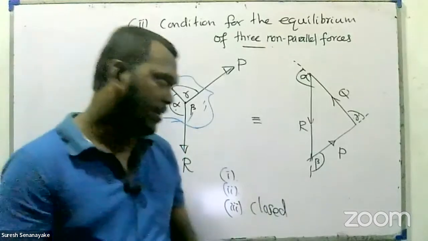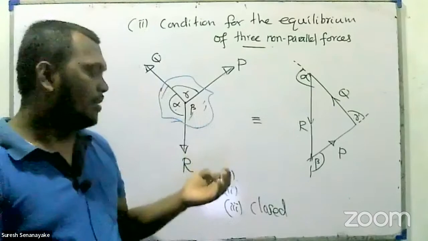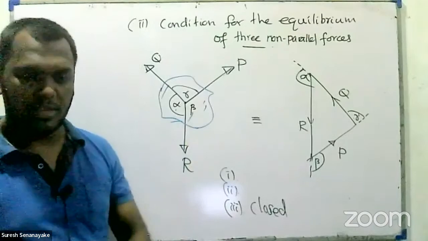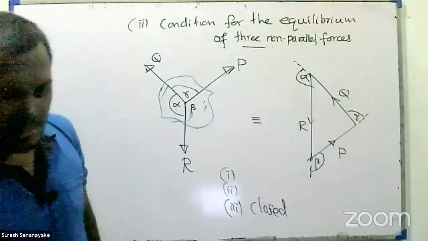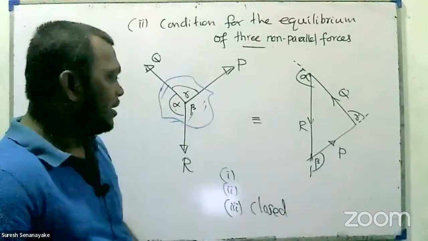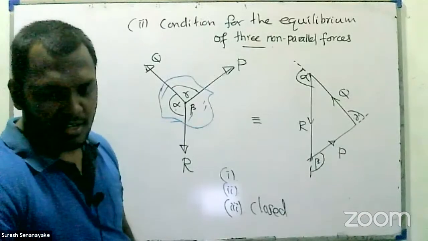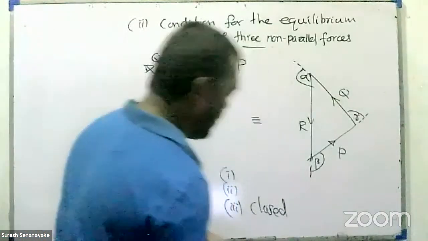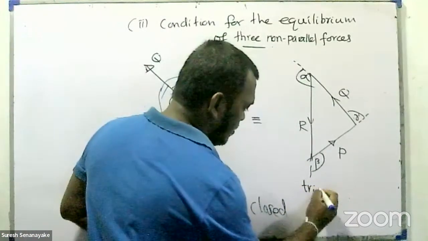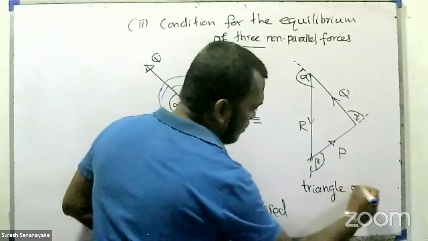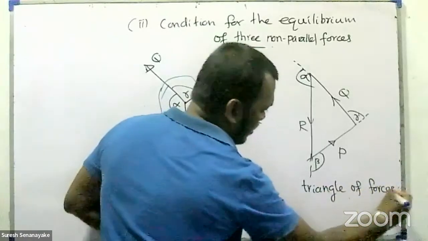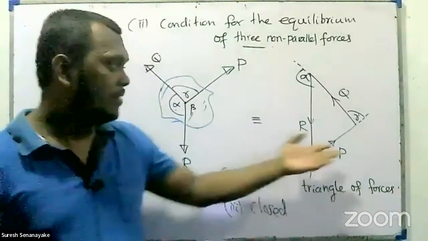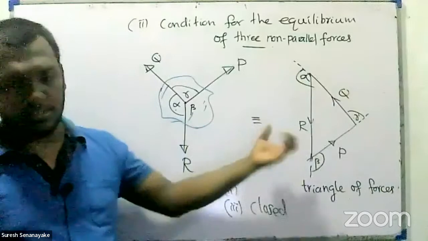Okay, force triangle theorem in mechanics: if the body is in equilibrium under three forces, these three forces can be represented by a closed triangle by their magnitudes and directions. So you draw this triangle, also called the triangle of forces. The converse law is also correct. And if you can represent three forces by a triangle like this, then these three forces are in equilibrium.